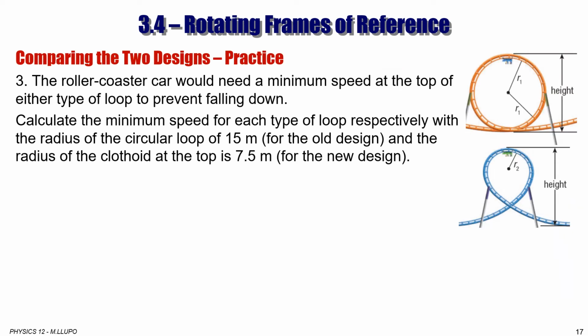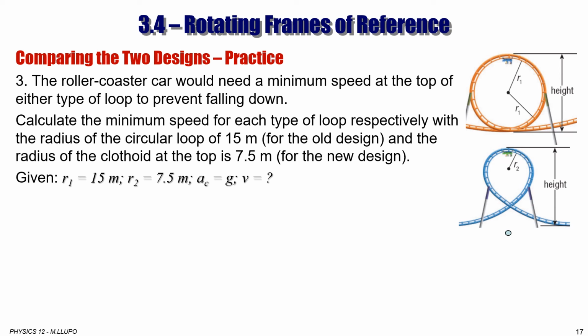Now let's do a practice comparing two designs of the roller coaster. The roller coaster car would need a minimum speed at the top of either type of loop to prevent falling down. However, you need a speed to produce what we call weightless or free fall. Calculate the minimum speed for each type of loop, respectively, with a radius of the circular loop of 15 meters for the older design and 7.5 meters for the newer design.